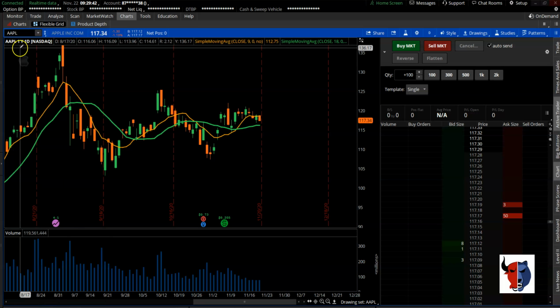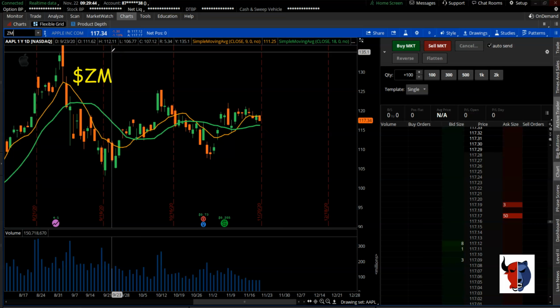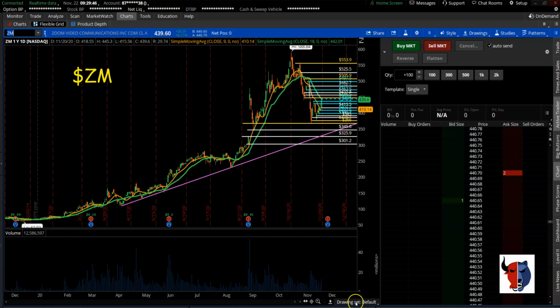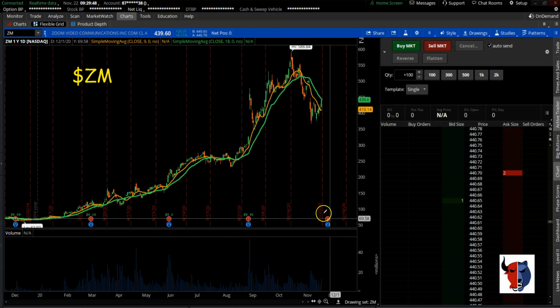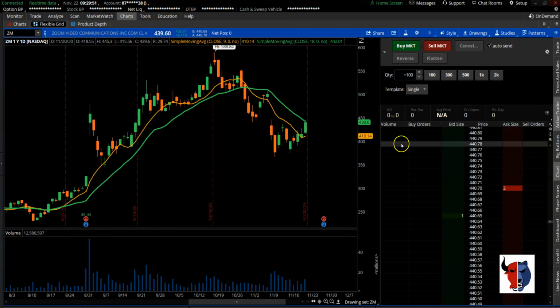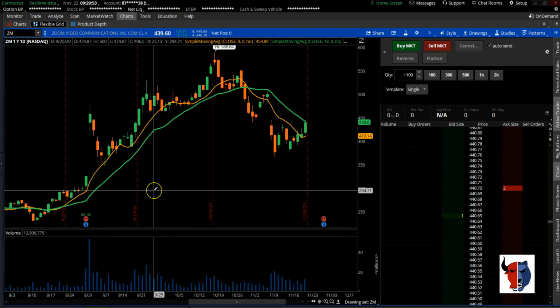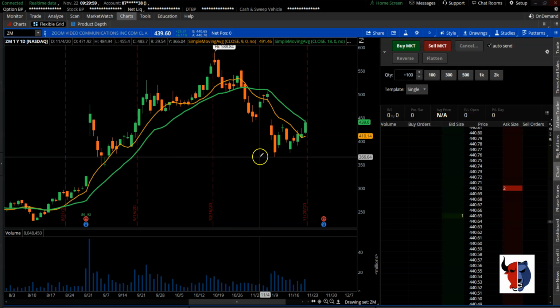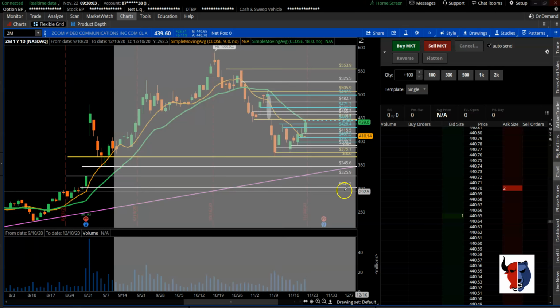Okay, all right, let's get into Zoom. Zoom has been pretty good to us so far, right? We traded this name heavily this past week. It was giving all indications of bullish price action in the lower time frame, and it was even holding this support level. Let me put the levels here.